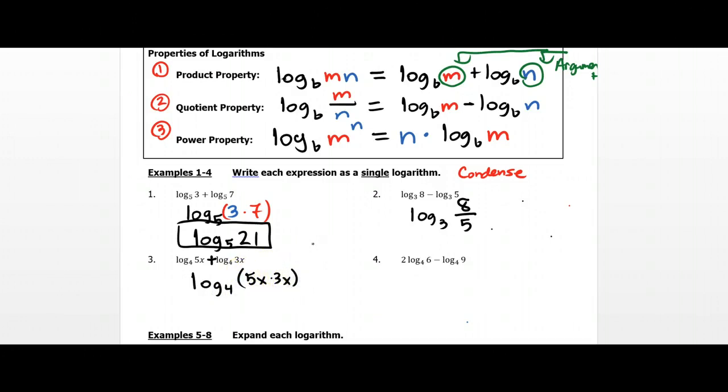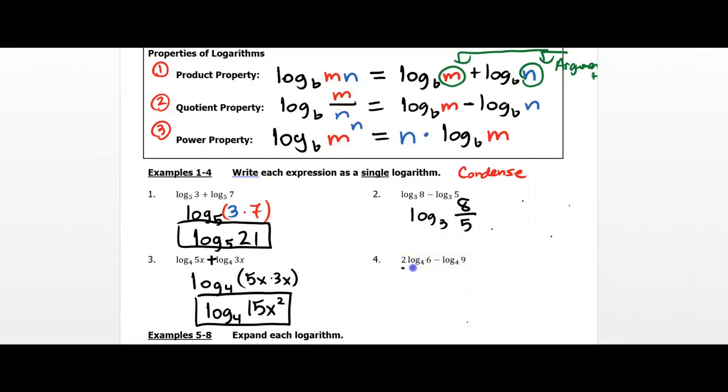Multiply the arguments there, you get 15x squared. So this one becomes log base 4 of 15x squared. Then finally, number 4, we have 2 times log base 4 of 6 minus log base 4 of 9.